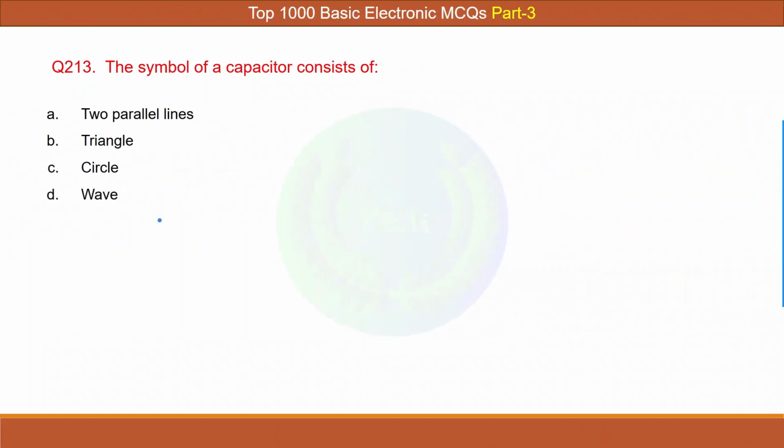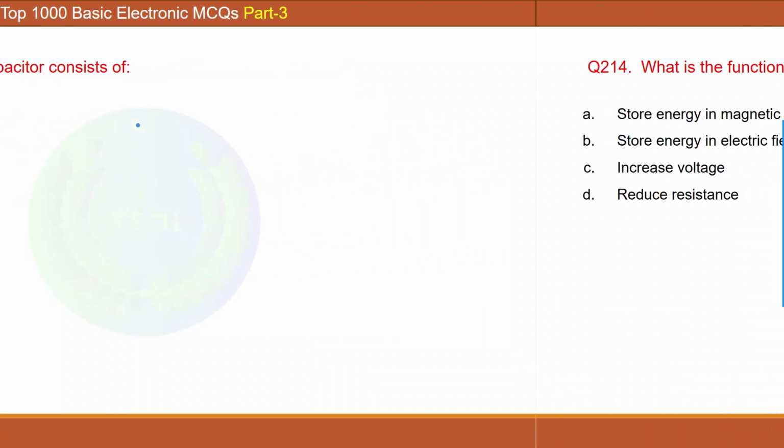Next question, question number 213. The symbol of a capacitor consists of option A, two parallel lines, option B, triangle, option C, circle, option D, wave. The answer is option A, two parallel lines.